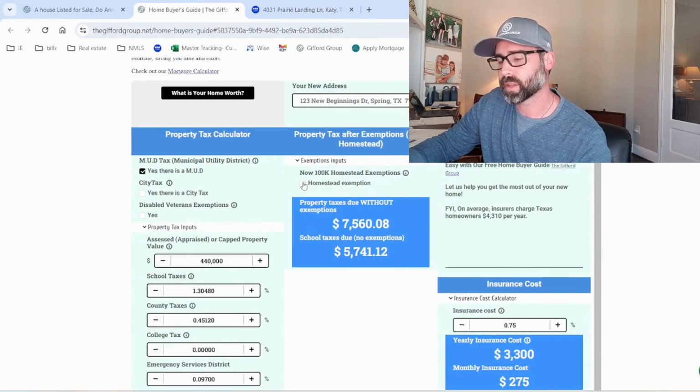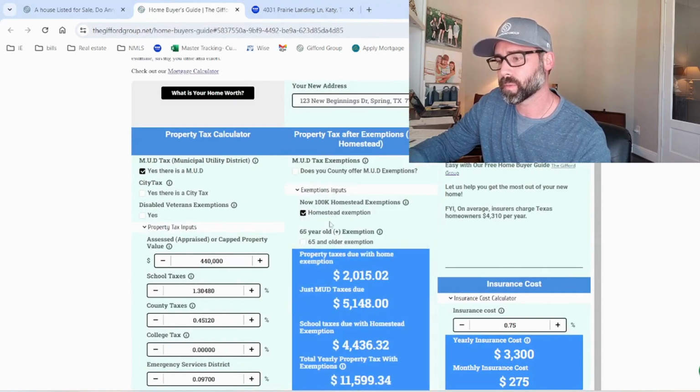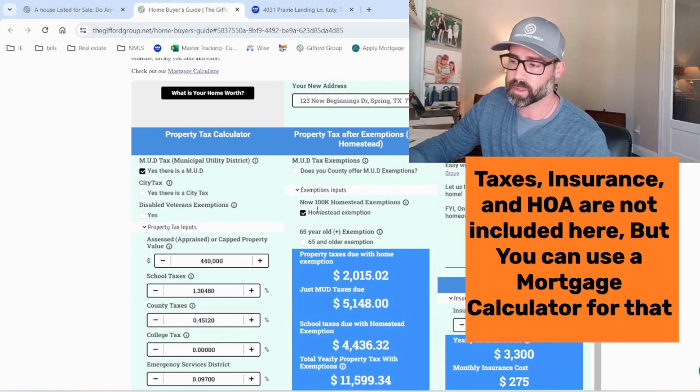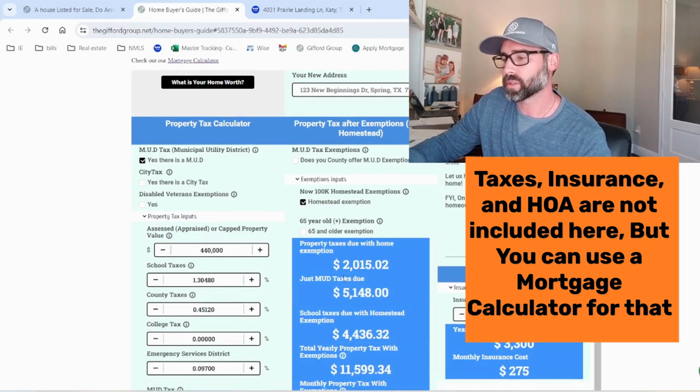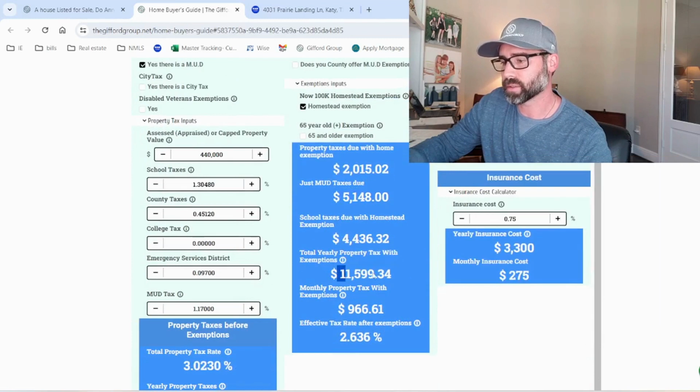And in this case, we are going to do the homestead exemption. We're not over 65, so we're not going to include that. And our MUD, in this case, doesn't give us any breaks. You'll have to check with your MUD to see if they do give you any breaks. If they do, you can include that. If they don't, then just leave it off. And so then it tells you your property taxes here, your MUD taxes, your school taxes, your total taxes here, and then your total taxes per month, and then your effective tax rate.